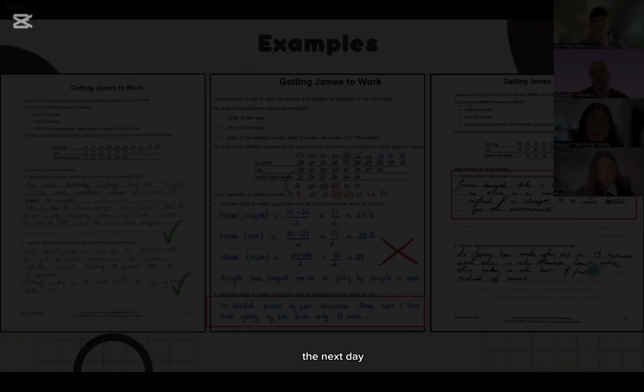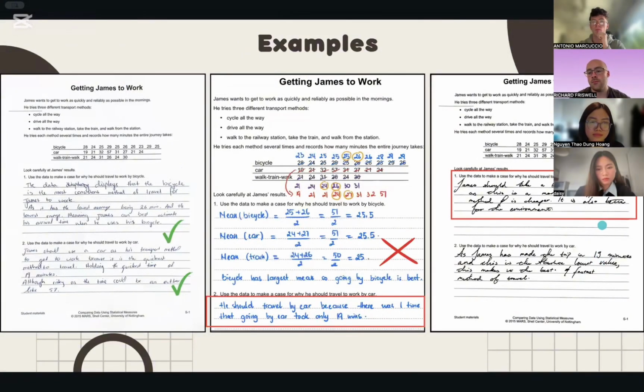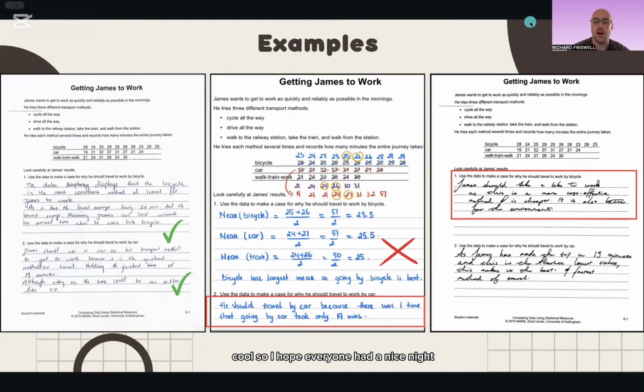The next day. Cool. So I hope everyone had a nice night. We're just going to be going over our Getting James to Work that we've done, and we'll see how everyone's gone with it, because it looks like we've attempted the questions a little bit differently. Antonio, did you maybe want to talk through how you did question one?